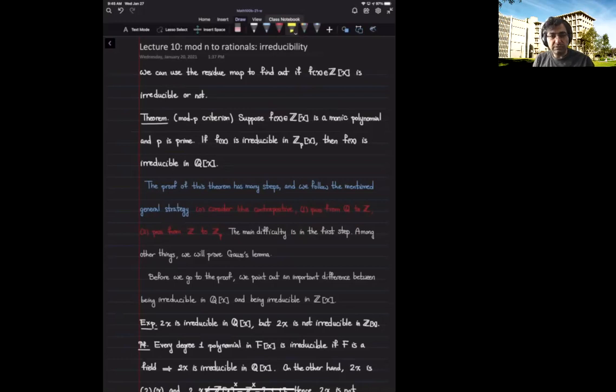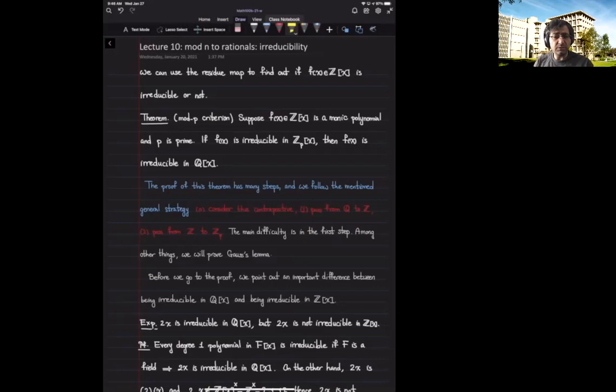The proof has the same kind of steps. We look at the contrapositive. We try to pass from rational numbers to integers, and then from integers to Z_p. And similar to the previous time, the main difficulty lies in the first step, going from rational numbers to integers. Our main tool is due to Gauss. It's called Gauss's lemma. We will prove that in order to do this.